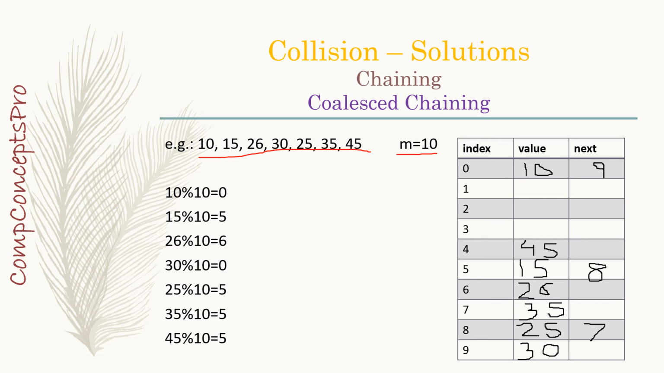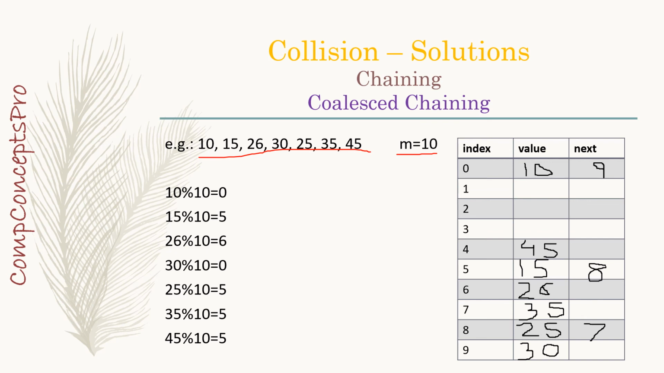So first of all we'll look for the key 45 at the index position 5. The slot has some other value. So in the next column there is index position 8 stored. We'll come to index position 8. There is some other value stored. In the next column there is index value 7. So we'll go to index value 7, which has got some other key value stored. But now here the next column is empty.